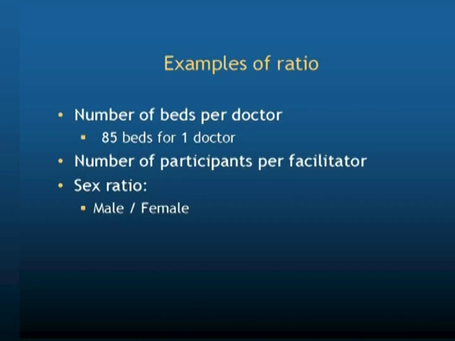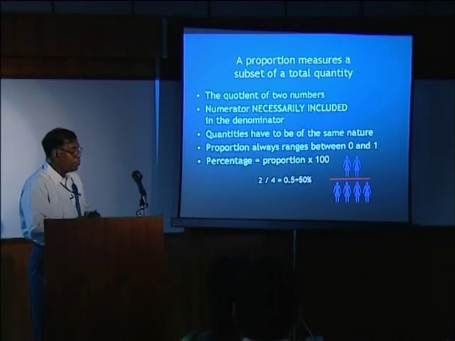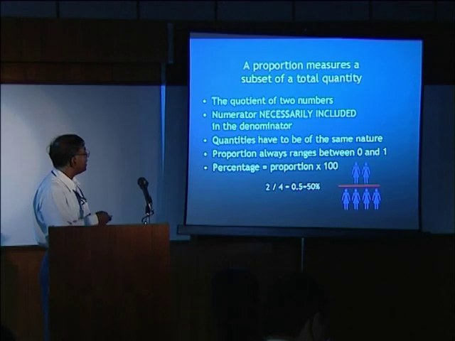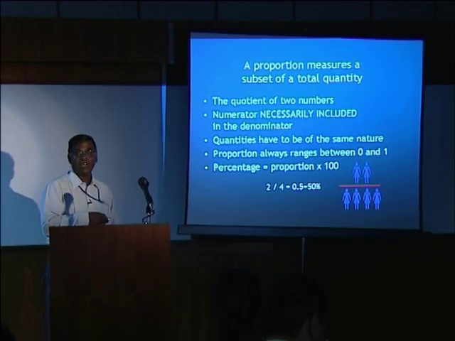Examples of ratio are the number of beds per doctor, the number of participants per facilitator, and the sex ratio. These are all examples where you express a numerator and a denominator, but the numerator and denominator are two different aspects; the numerator is not included in the denominator. When the numerator is included in the denominator, it is different: a proportion is a quotient of two numbers where the numerator is necessarily included in the denominator.